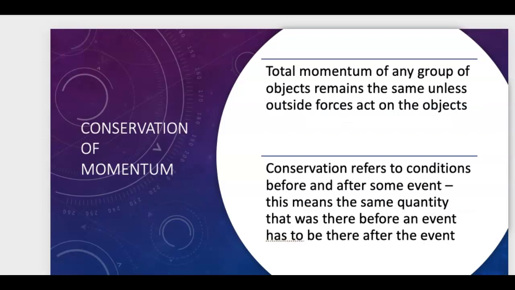So when we look at momentum, the law of conservation of momentum says the total momentum of any group of objects is the same unless outside forces act on the objects. So if you have the same conditions before an event, incident, collision, whatever term you want to use, that same amount of momentum happens after the event, incident, collision. You can't gain or lose or misplace any momentum.